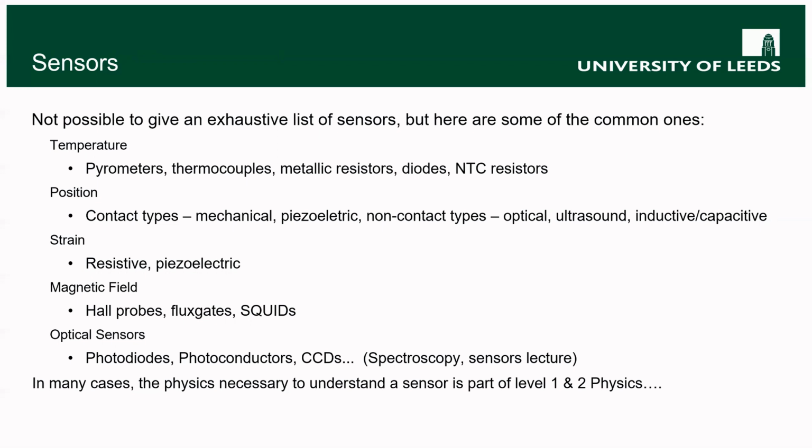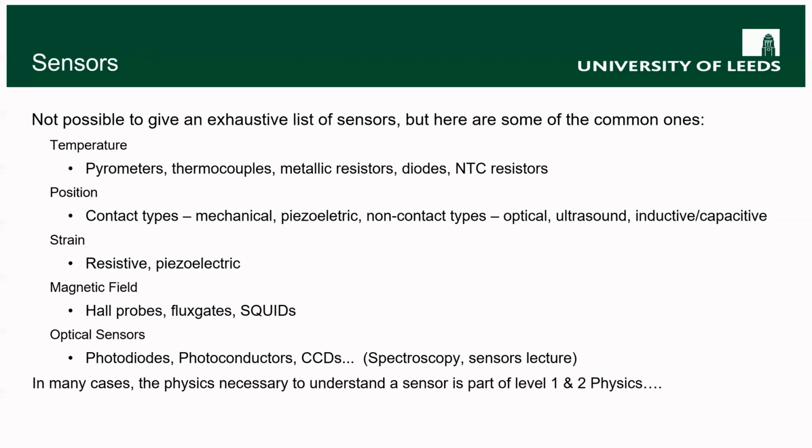If what you're interested in measuring is position, then you're going to have maybe some kind of contact device, which might simply be a mechanical device going into a potentiometer, or a piezoelectric type of device. Or alternatively, you might have non-contact measurements, which can be optical, ultrasound, or changes of inductance or capacitance in an electrical circuit. All of these can be used to measure a position.